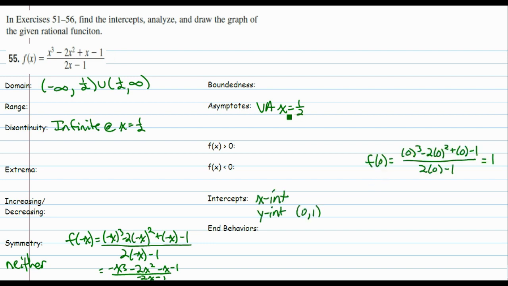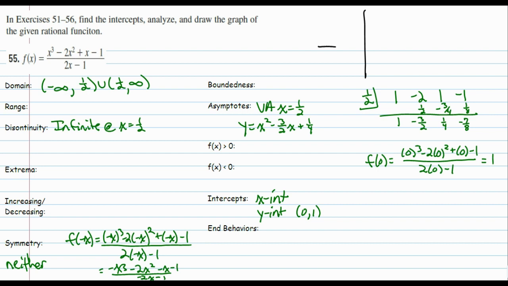I can work on my other end behavior asymptote by plugging in the k value 1/2 into the coefficients of the numerator in synthetic division. So the other end behavior asymptote is the parabola y equals x squared minus 3/2 x plus 1/4. I'm going to sketch the information that I've got so far to help make my graph more accurate.